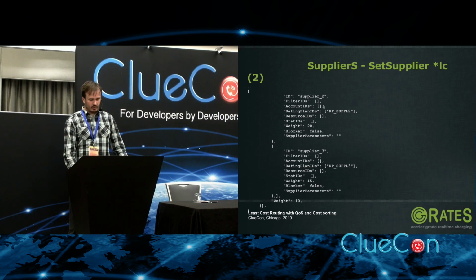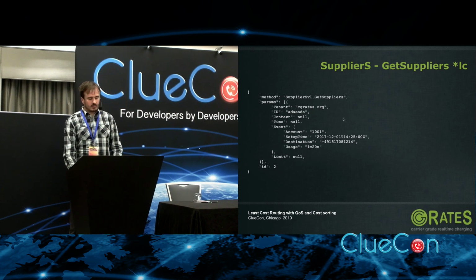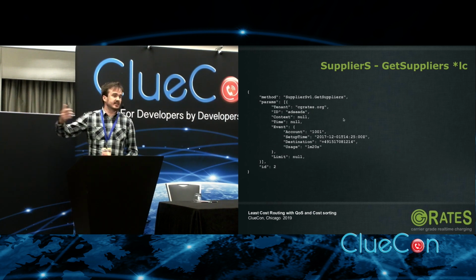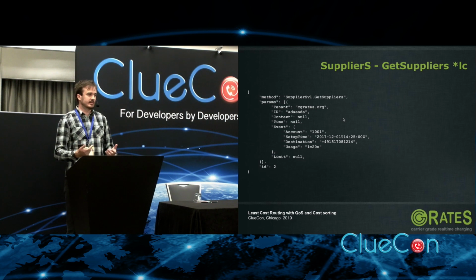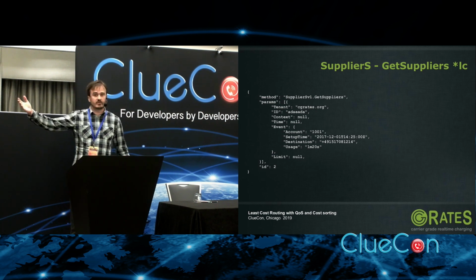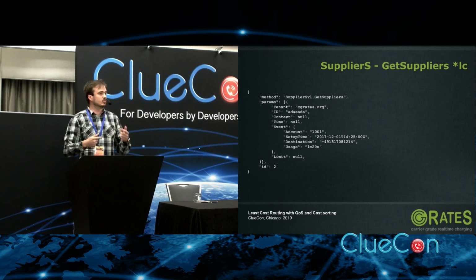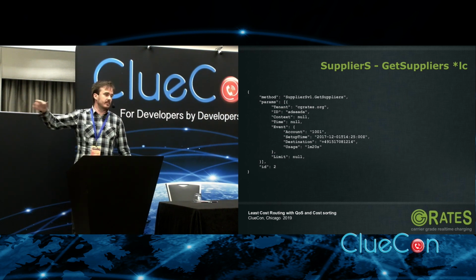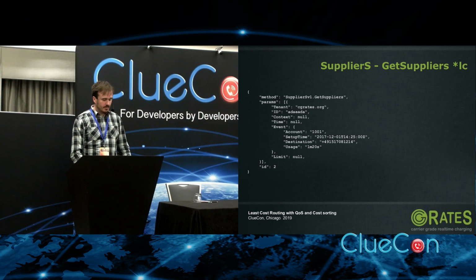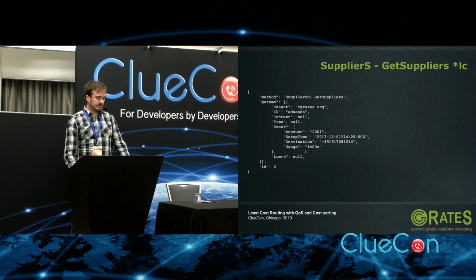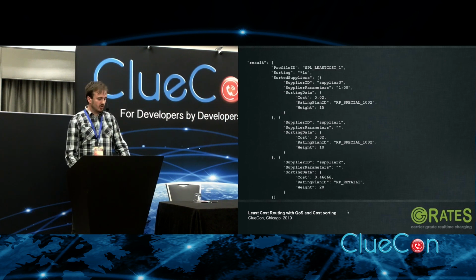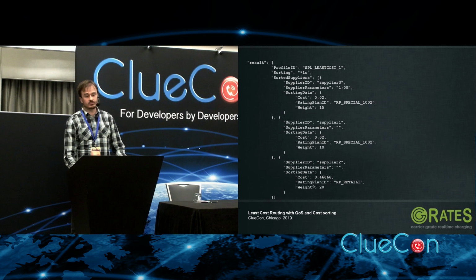Same thing is for supplier 2 and supplier 3. And this is a sample of get suppliers API. This is similar also when you send a call to CGRateS. FreeSWITCH will send to FreeSWITCH agent, and FreeSWITCH agent will translate to a similar API, which goes to our engine. So based on account setup time, destination, and usage, we return a list of a profile ID matched and the list of suppliers ordered based on their cost.